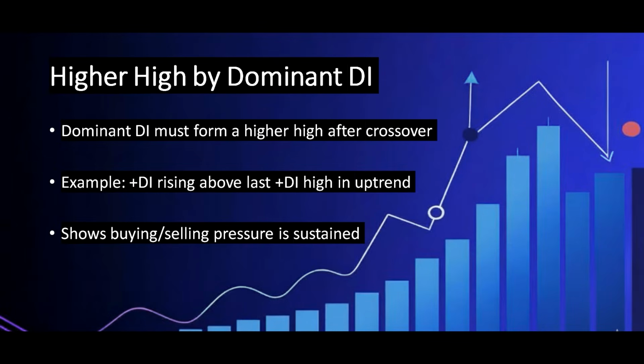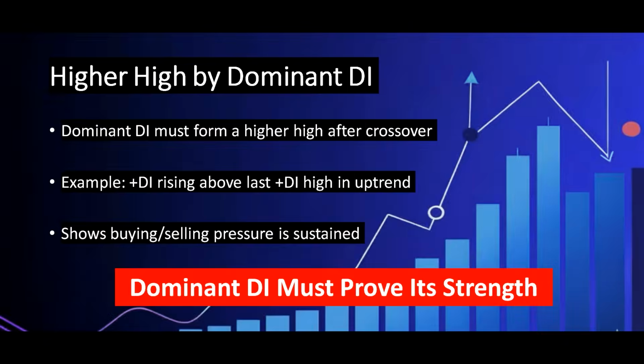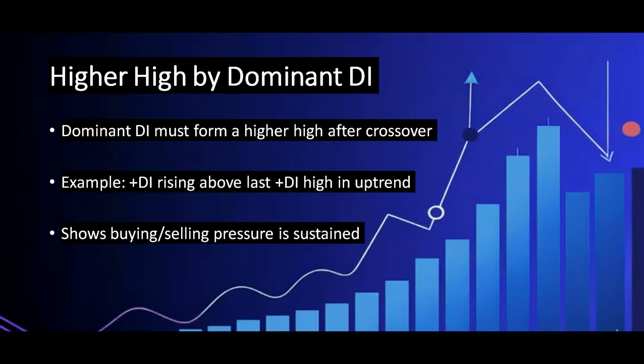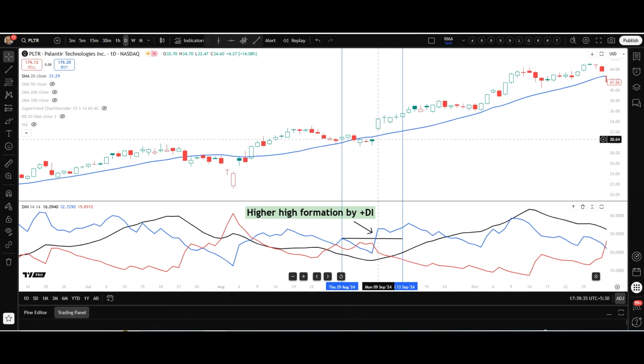Another way: a higher high by the dominant DI. It must form a higher high after the crossover. For example, plus DI rising above plus DI's previous high shows that buying pressure is there. On the same PLTR chart, here it is: you got a higher high in PDI itself.